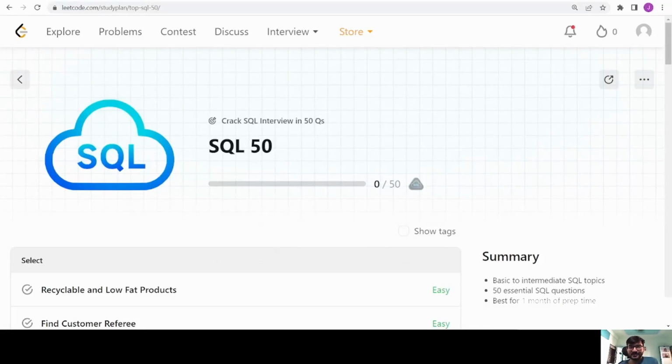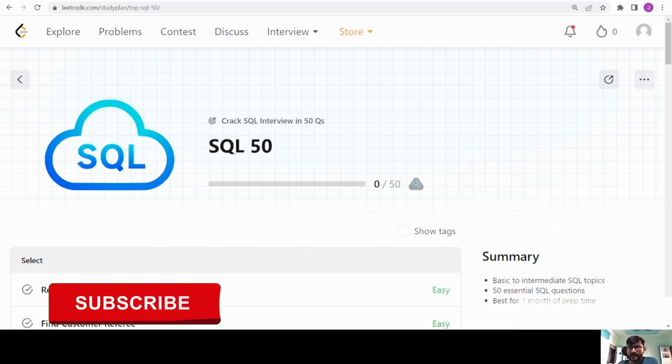Firstly, I will solve all of the 50 SQL problems on Leetcode which are top interview problems. So let's first start with the basic SQL topics, and I hope you are aware of select statements, where conditions, and group by clauses.